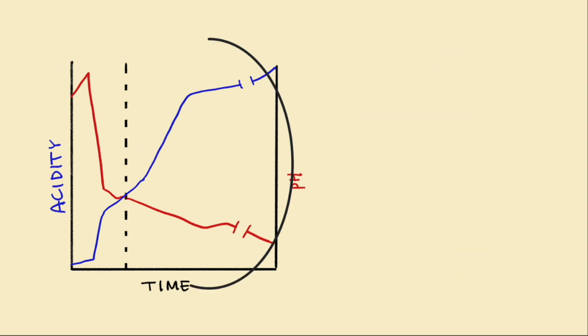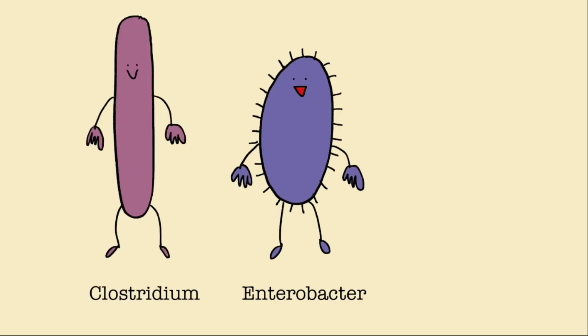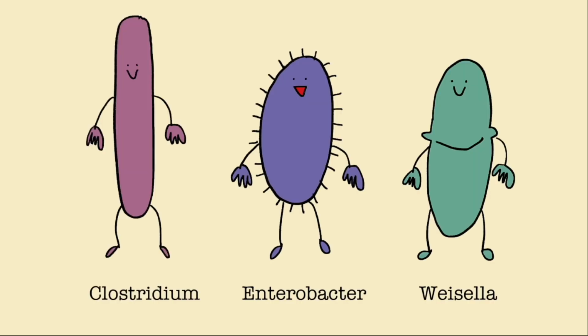Over time, as pH conditions drop and acid levels rise, the environment is dominated by acid-tolerant lactobacillus. Other dominant species in the fermentation are Clostridium, Enterobacter, and Weissella. These species mainly contribute to the production of key flavor compounds.